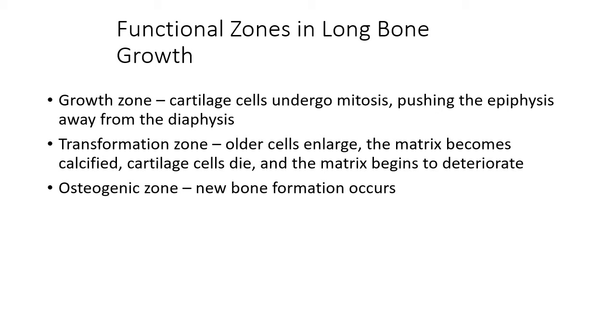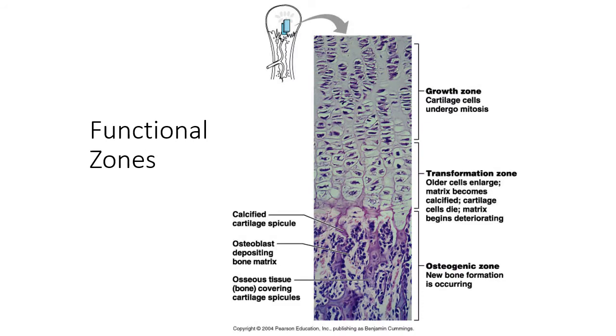As those cells start to mature a little bit, the cartilage cells start to die off, and the matrix that's around them starts to calcify. That matrix then starts to deteriorate inside there. And then we have our osteogenic zone, and this is where new bone is actually going to start to form.